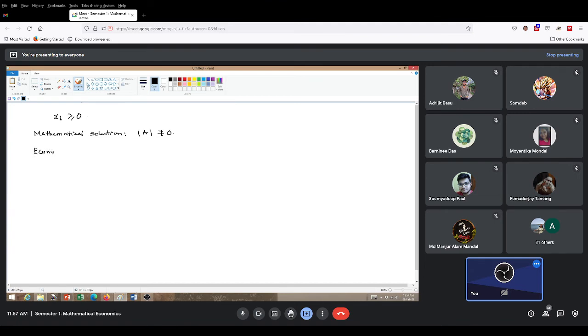But for the solution to be economically meaningful, we require that all the x's are non-negative. Okay. Now, what is the condition for this? The condition was derived by Hawkins and Simon, and it is called the Hawkins-Simon condition in their name. See, let us look into the I minus A matrix.